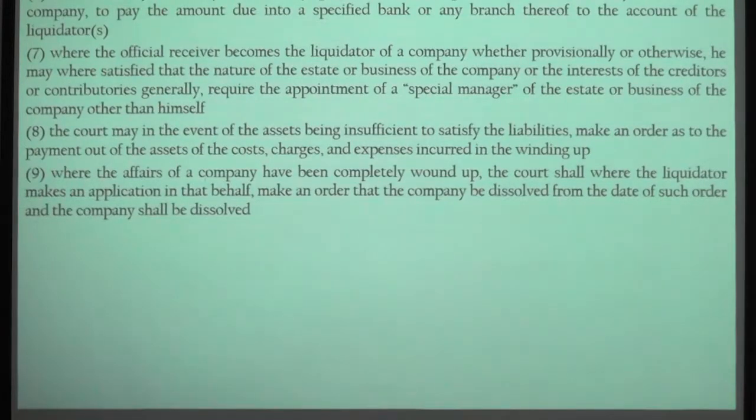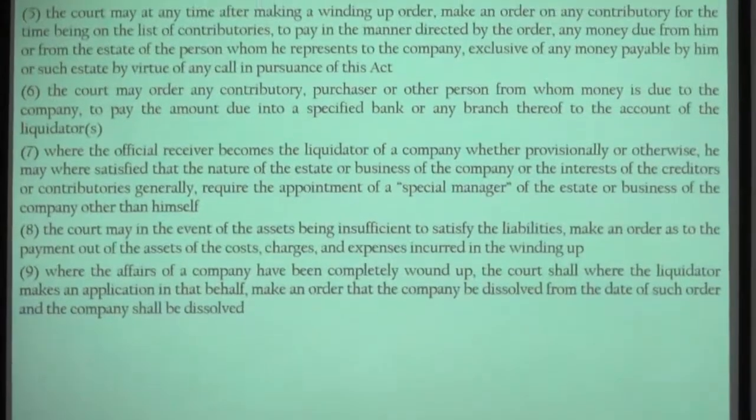The court may at any time after making a winding up order make an order on any contributory for the time being on the list of contributories to pay, in the manner directed by the order, any money due from him or from the estate of the person whom he represents to the company, exclusive of any money payable by him or such estate by virtue of any call in pursuance of this Act.